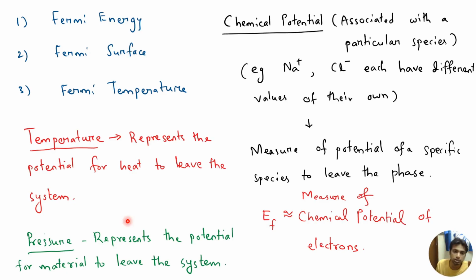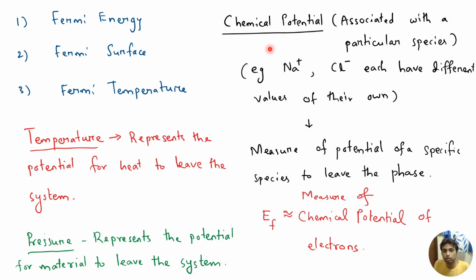Then what we get is the Fermi temperature. Now what is temperature? Temperature represents the potential for the heat to leave a system. Similarly, what is pressure? Pressure represents a potential for the material to leave a system. If there is a pressure difference, then material will flow. If there is a temperature difference, then the heat will flow.